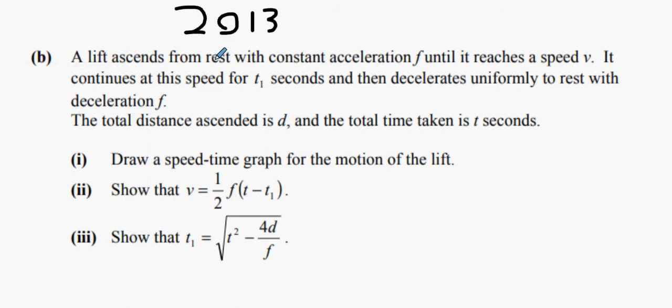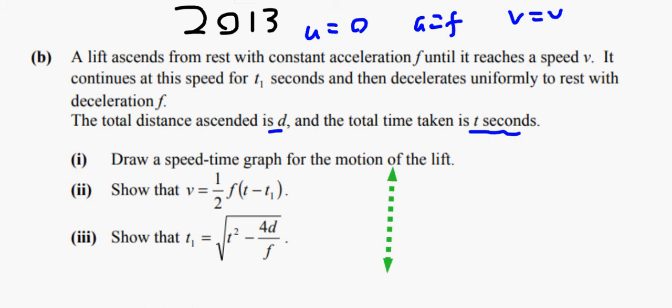A lift ascends from rest, U equals 0. Constant acceleration f, until speed v. It continues at this speed for t1 seconds, and then decelerates uniformly to rest with deceleration f. The total distance is d, and the total time taken is t. Acceleration and deceleration are the same. What does that mean about their time intervals? Exactly. So there's a bit of a give me there, right?